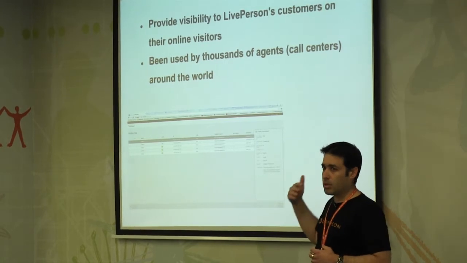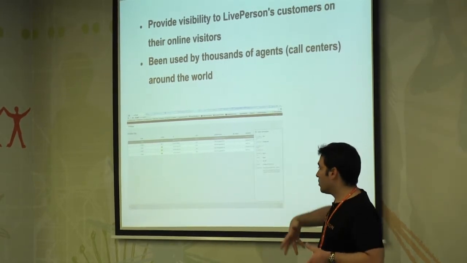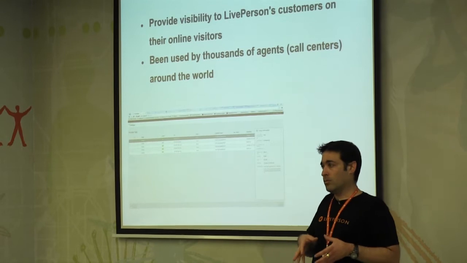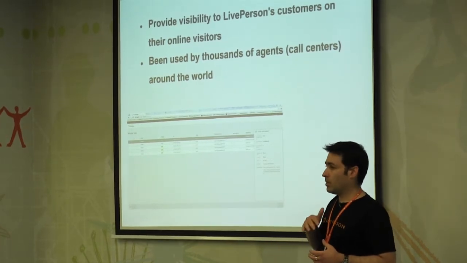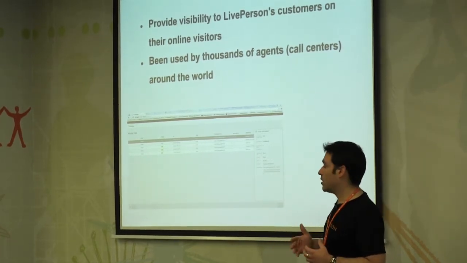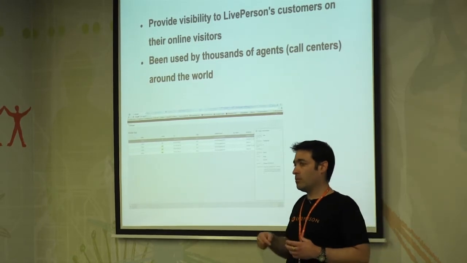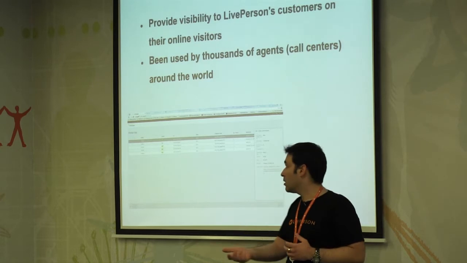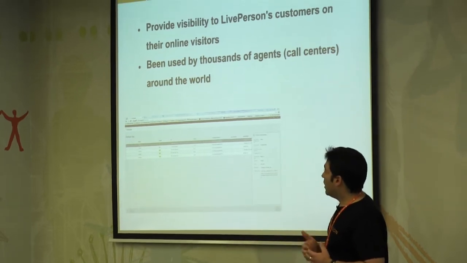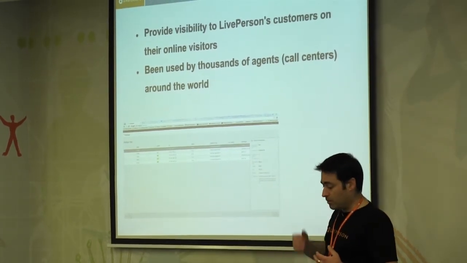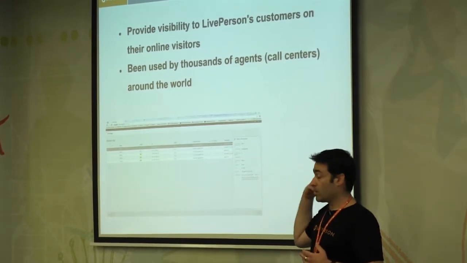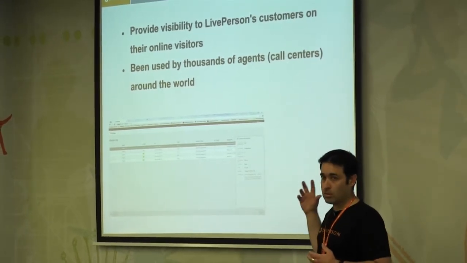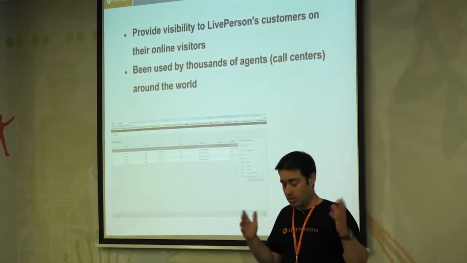This product has existed in the market for a few years, but you need to understand that this is the only tool for some of our customers, especially in the SMB market and some in the enterprise market. This is the only tool that provides them in real time the ability to see who's browsing their site and the ability to engage with them. And this product is being used by thousands of agents all across the world, people that sit in call centers all across the world.